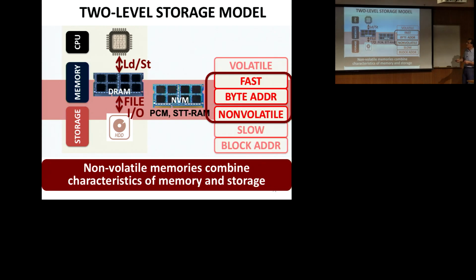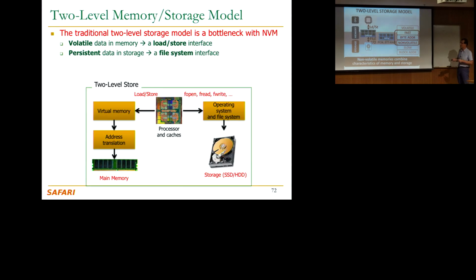Now, if you have non-volatile memory, it sits somewhere in between. Basically, it buys you non-volatility. It's not slow, it's fast, and it's byte addressable. Basically, it combines the benefit of both memory and storage as we traditionally think about them. So can we actually get rid of this disparity in the storage model and make it single level? So that's another picture, actually. The traditional two-level storage model actually becomes a bottleneck with non-volatile memory.